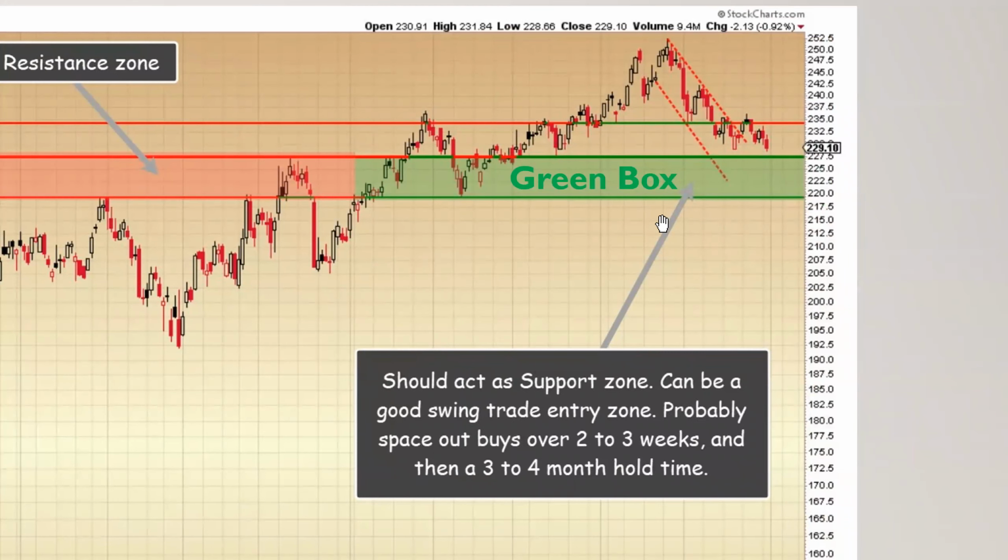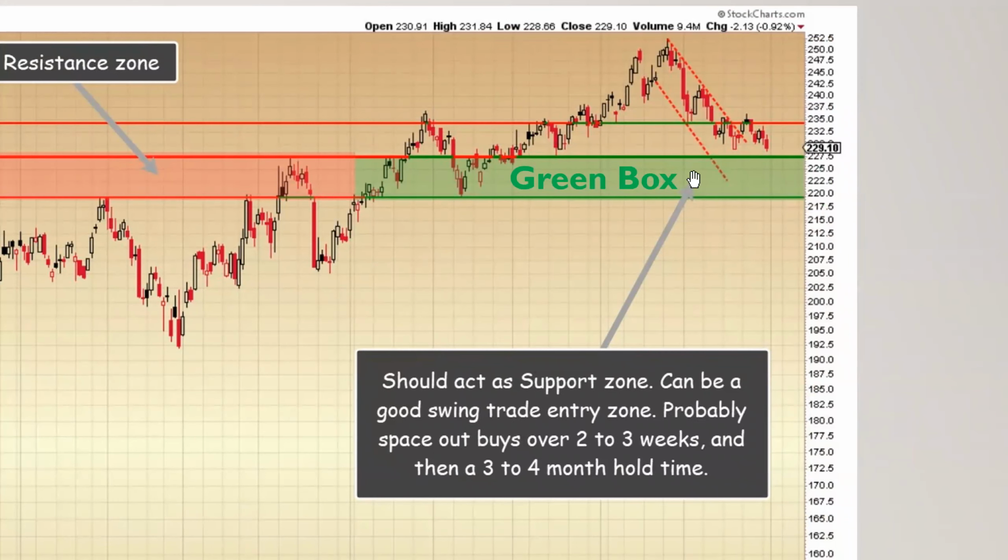For swing trades, you're going to space out your buys. And this was given back on September 1st, right? I published this chart on September 1st with my reasoning, with the why behind why we are looking to trade this name and where we should be entering, right? So this said to enter this swing trade between 227 and 220, right? So a $7 range for a swing trade.